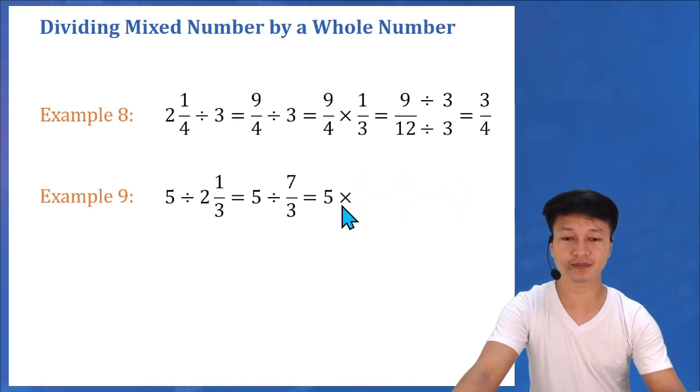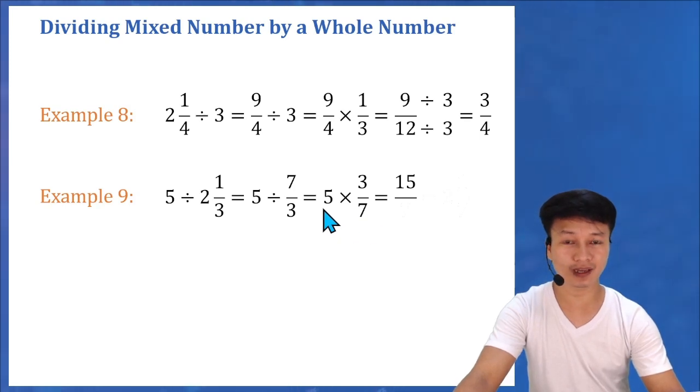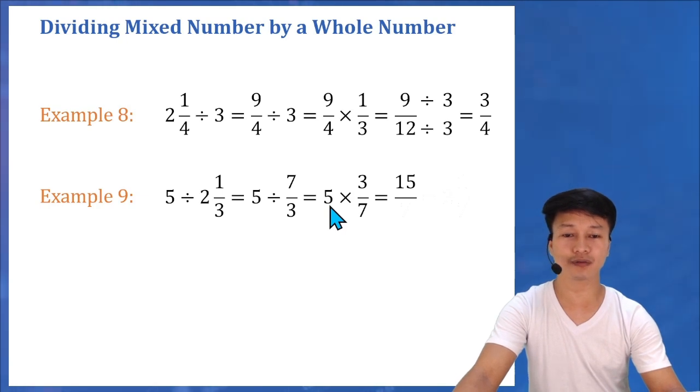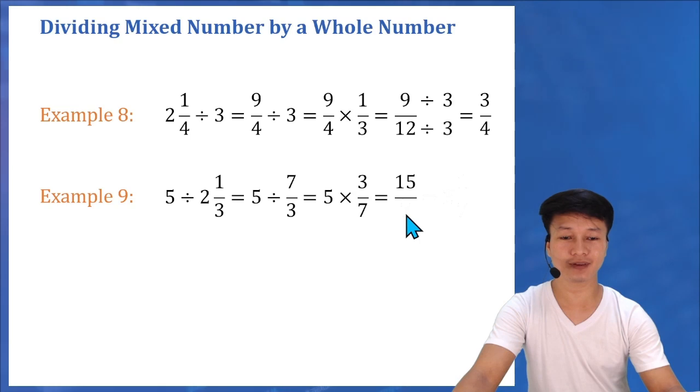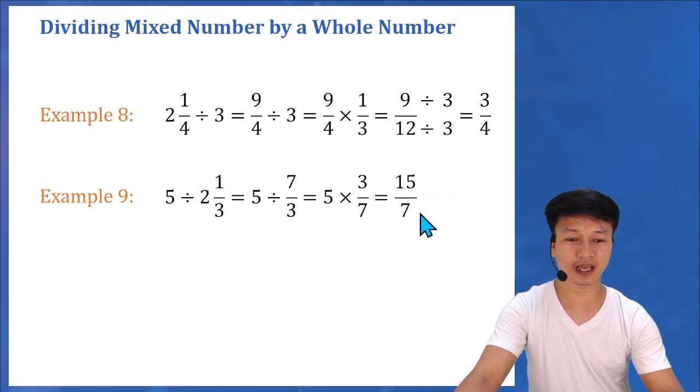So 5 times the reciprocal of 7 over 3, which is 3 over 7. And this time we have 5 times 3 gives us 15 over 1 times 7. Where did we get 1? Of course, 5 is a whole number, so it is understood that the denominator of that is 1. So 1 times 7 is 7. So our answer is 15 over 7.